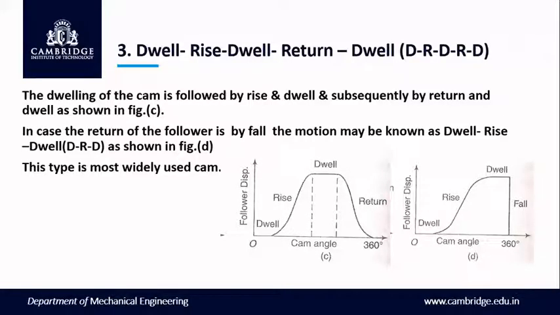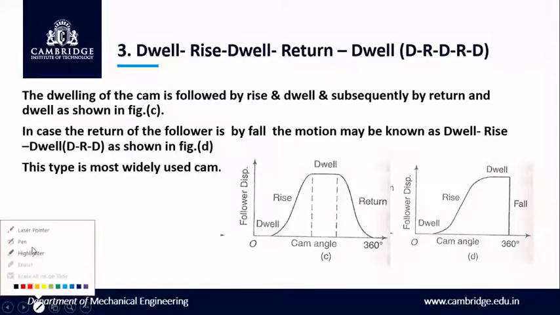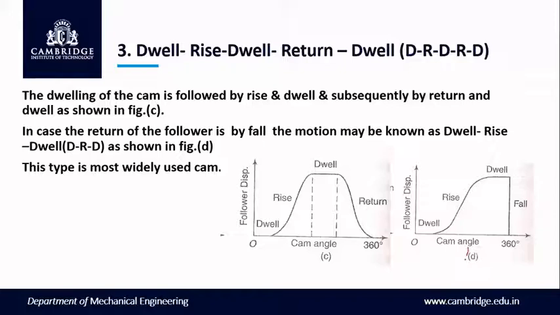That depends upon the application actually. And in figure D, we can see there's a sudden fall. In this case the return of the follower is by a fall of motion, known as dwell-rise-dwell, as shown in figure D. Here we have a sudden fall. So this is called the dwell-rise-dwell type of follower displacement. This type of cam is also commonly used.